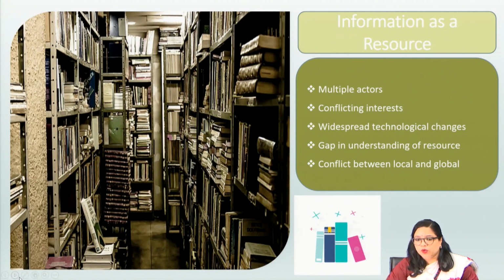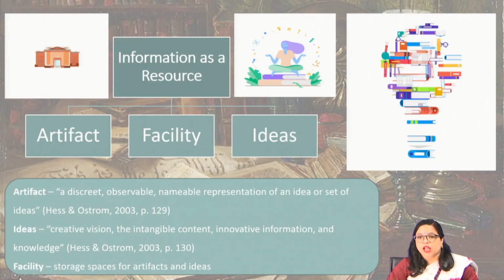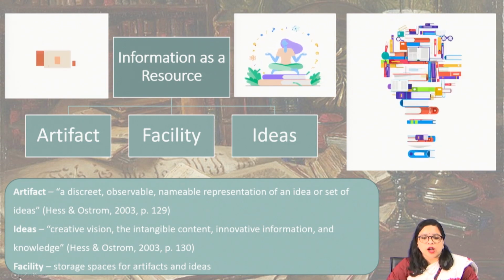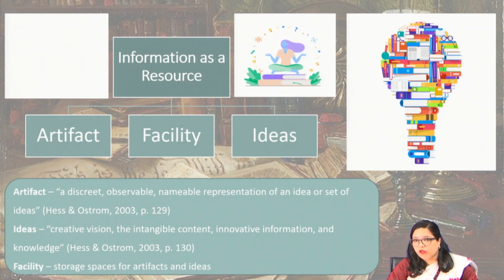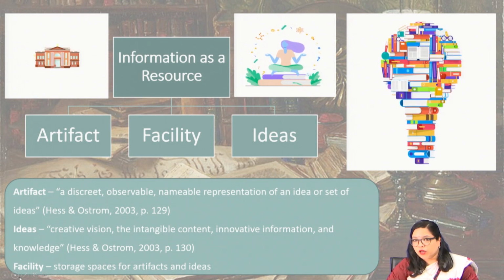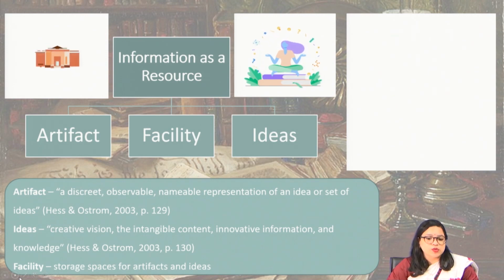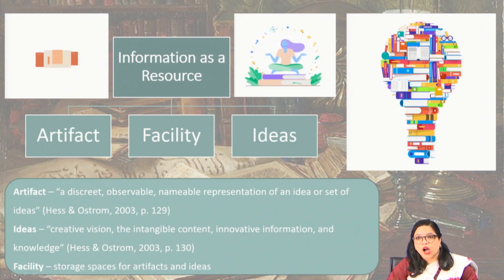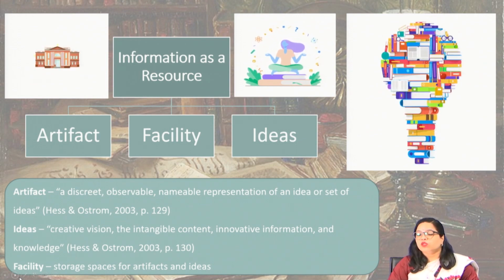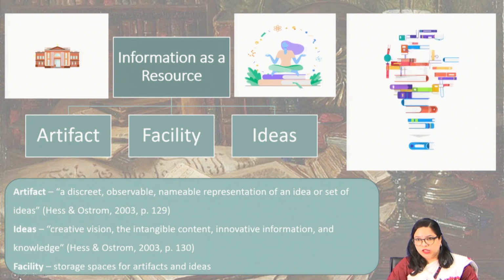The authors argued that collective action and new institutional design play a larger part in shaping scholarly information, as do the legal restrictions and market forces in the domain of knowledge or information. To understand the institutional arrangements, they have distinguished between the concepts of artifact, facility and ideas. So, what do these concepts mean?